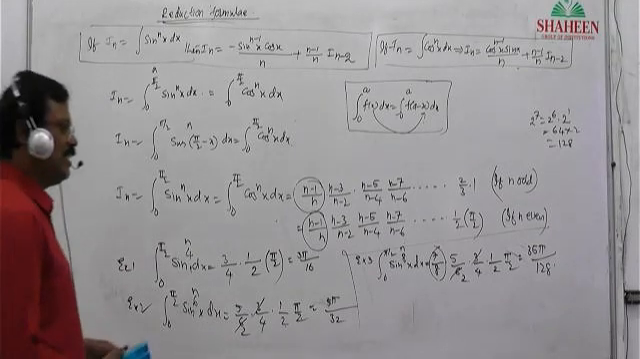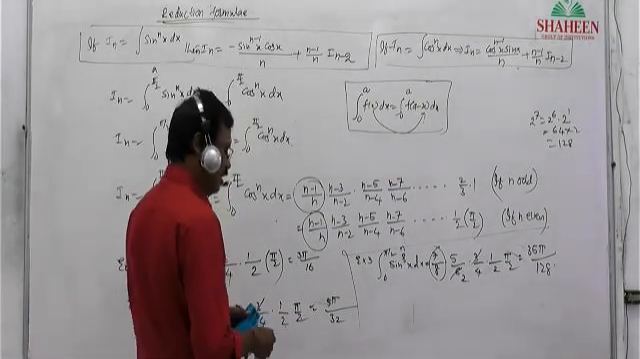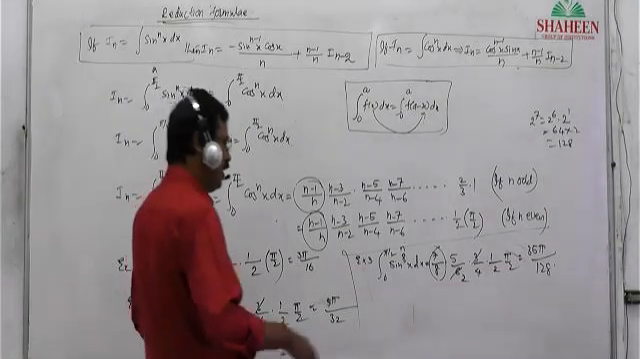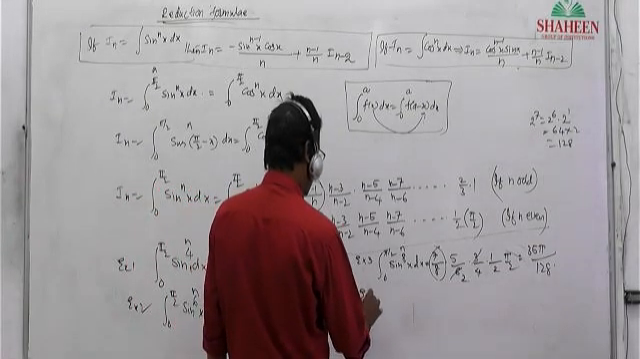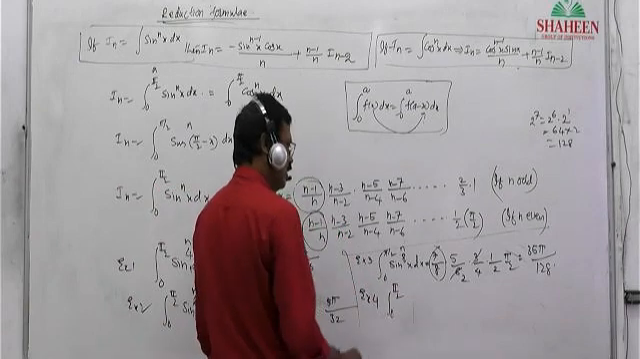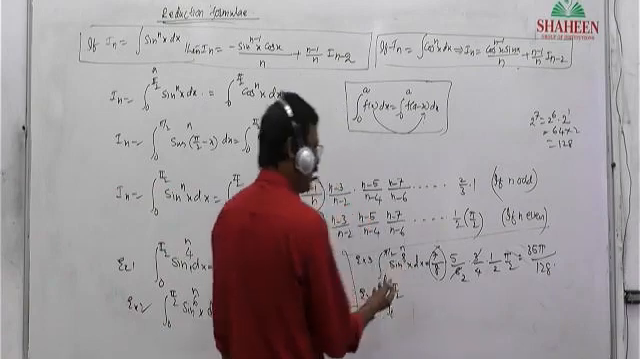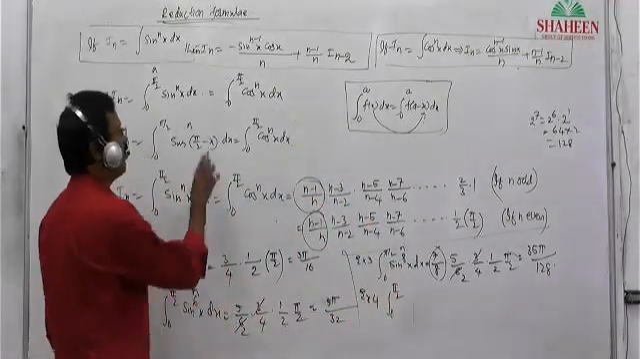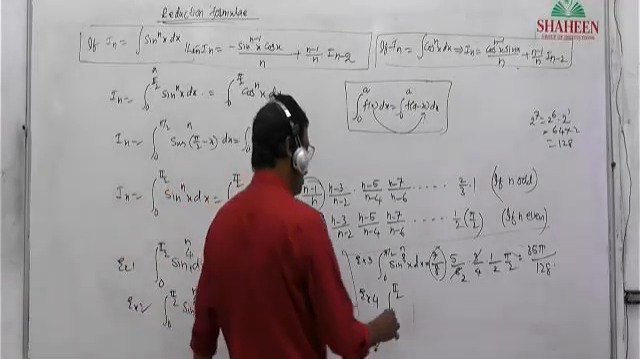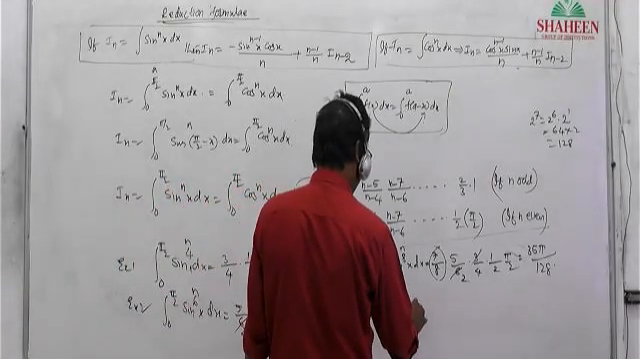Now let us see when n is odd. If n is odd, what will be that reduction? Okay. Now example 4, integral 0 to pi by 2. This is sine, maybe cos, both reductions are the same. I am writing sine power 5.